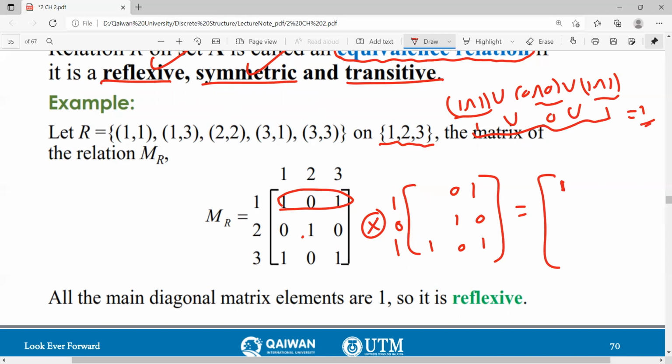For the second row, 1 and 0, 0 and 1. Look at this, you can see we get 0. 1 and 0 is also 0. So the result is 0. And then for the third row, 1 and 1, we get at least 1. So the result is 1 also. We don't need to do 0 and 0, 1 and 1. So the result is still 1.